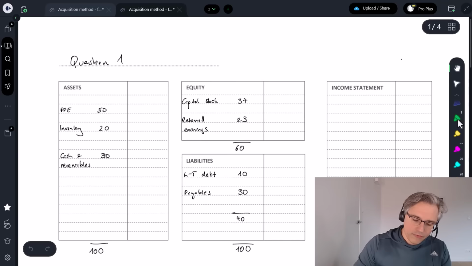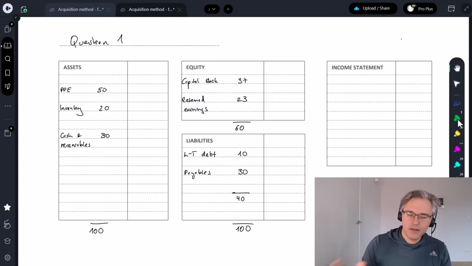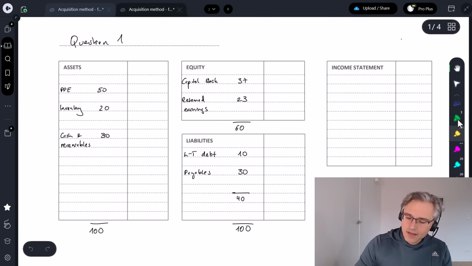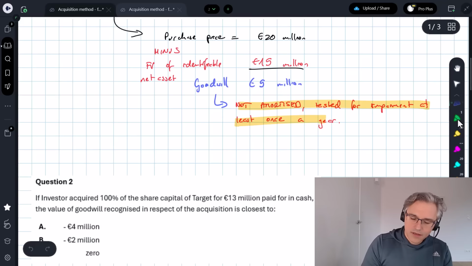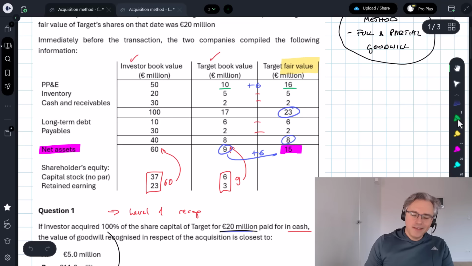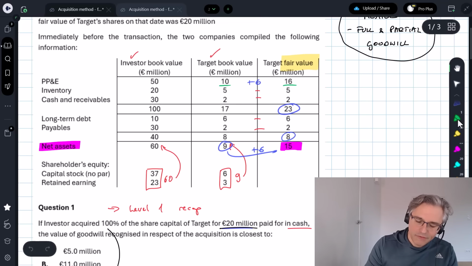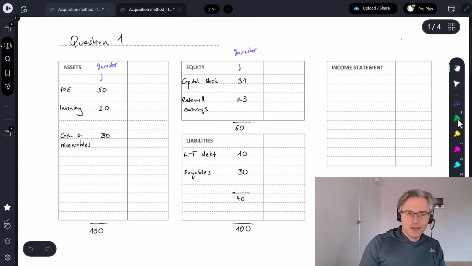because I want you to appreciate how things come together. So what I've got for question 1 is, on the assets, equity and liabilities, or in the relevant blocks, the relevant numbers taken from the balance sheet of investor. So that's the acquiring company, right? And everything is nicely summed up here. Trust me that these numbers have been correctly entered, like property, plant, and equipment 50, inventory 20, etc. All of that is here.